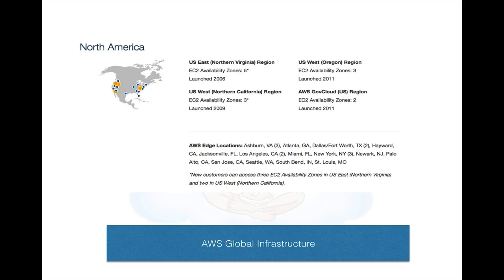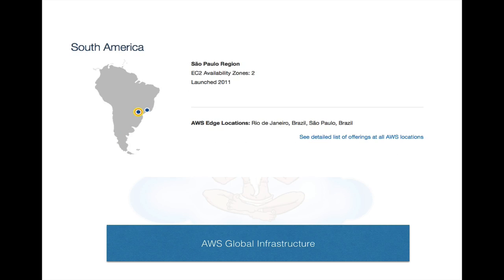Okay, so we'll just explore each geographical zone, how many regions are in that geographical zone, and then we'll have a quick look at how many edge locations there are and also how many availability zones sit within each region. So in North America, we have US East, which is based in North Virginia. That consists of 5 availability zones. We have US West, which sits in Northern California, and that consists of 3 availability zones. We've got US West, which is in Oregon, and that consists of 3 availability zones. And then we've got the AWS GovCloud US, and that contains 2 availability zones. With AWS GovCloud, unless you're a member of the government, you would not be able to use this platform. It is restricted. If we look in South America, there's the Sao Paulo region. That consists of 2 availability zones, and that's currently the only region based in South America.